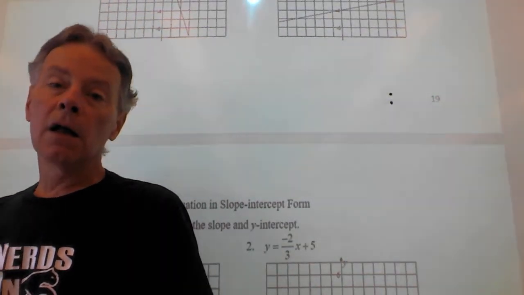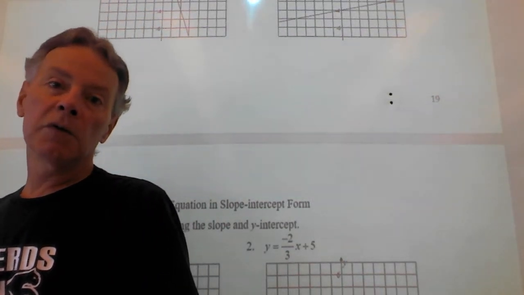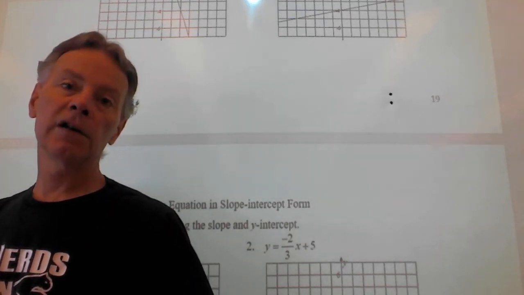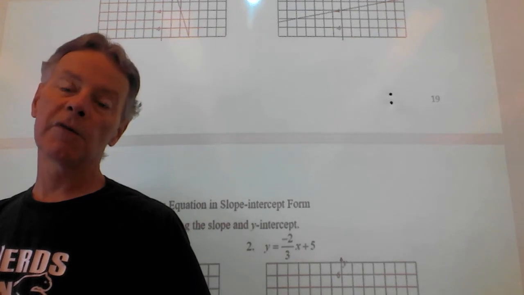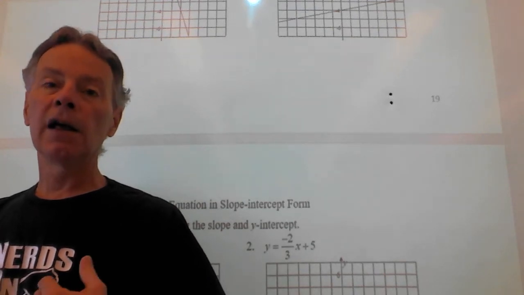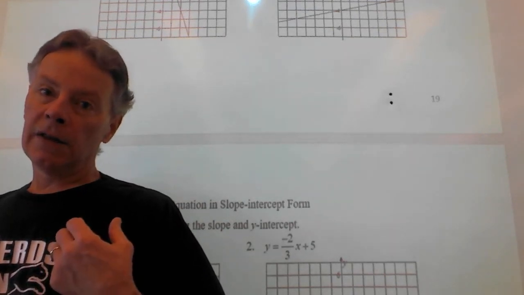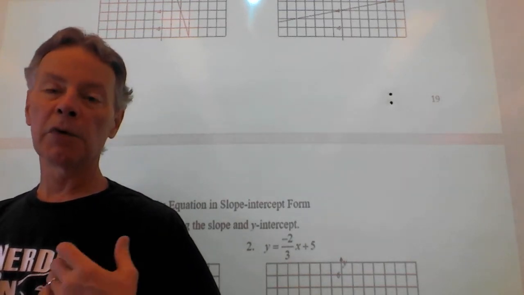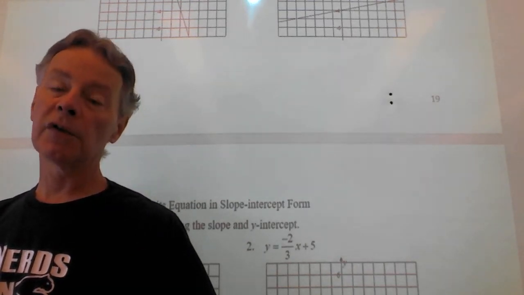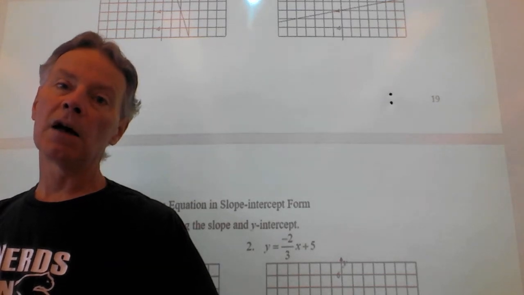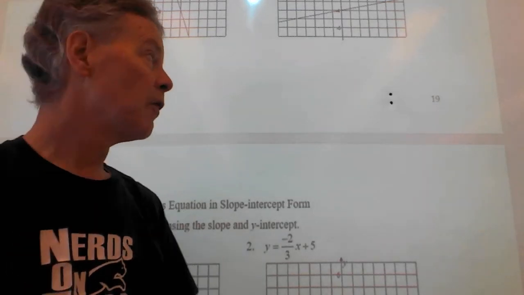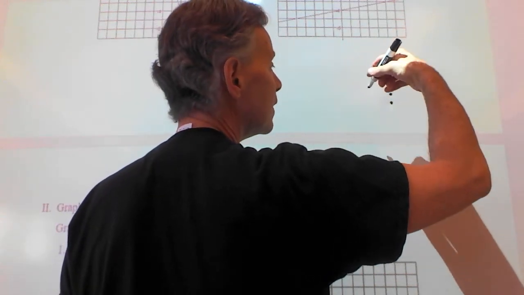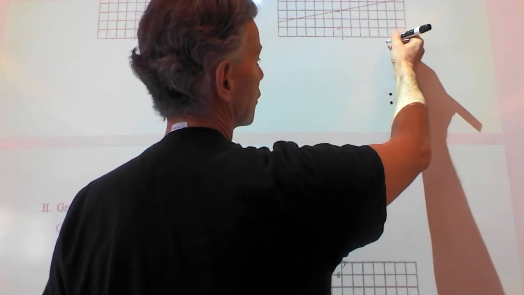Welcome back. So today what we're going to do is finish up what we started yesterday, looking at the general form for the equation of a line. And remember, the general form is just a rearrangement of the one we were looking at earlier, which was the slope-intercept form.